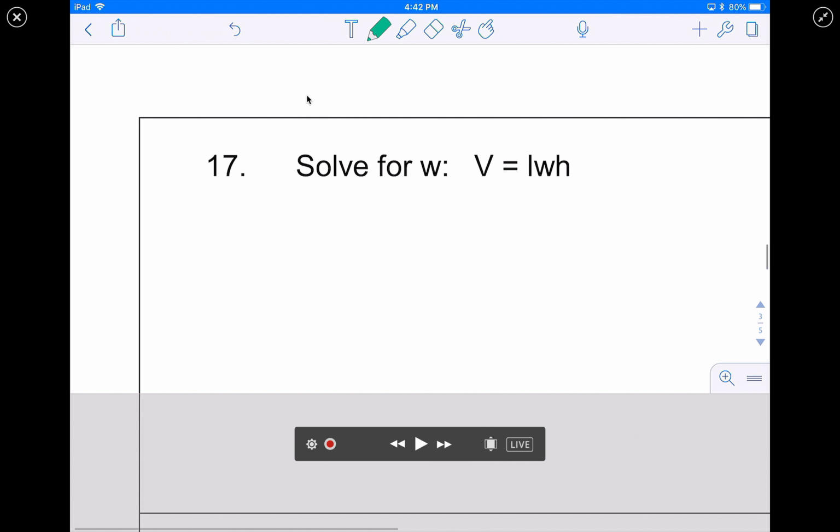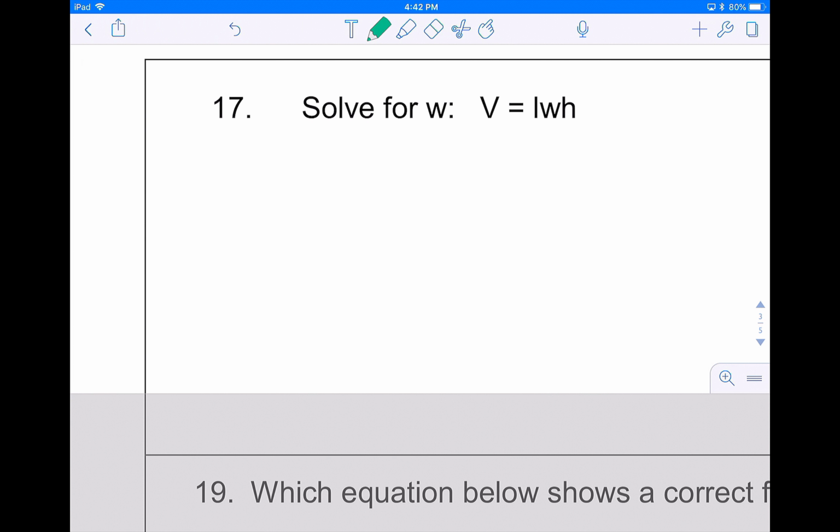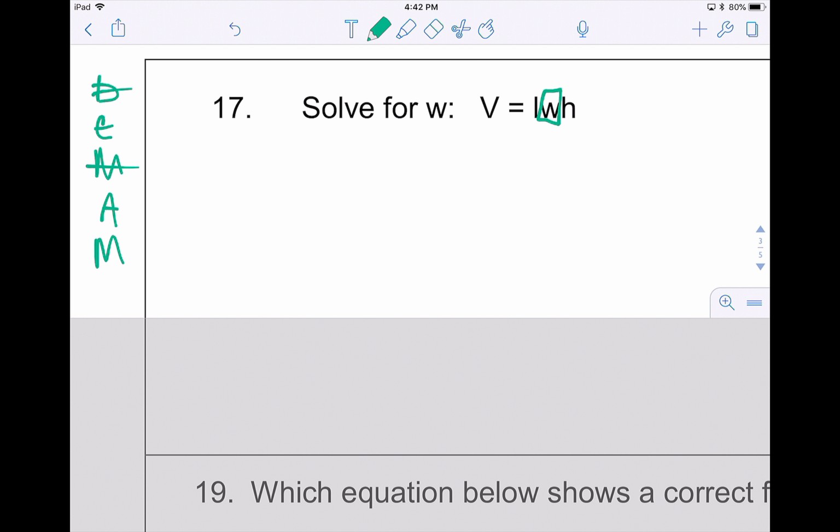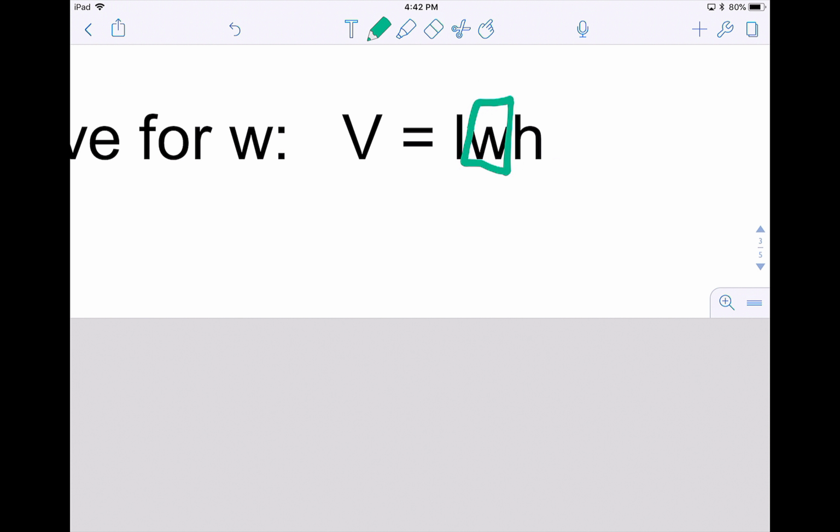Problem 17 asks me to solve for W. So I don't need to distribute because there's no set of parentheses. I don't need to combine like terms because that W is just on one side. I don't need to move because the W is just on one side. I don't need to add or subtract because I don't see any add or subtract signs, which means I just need to multiply or divide.